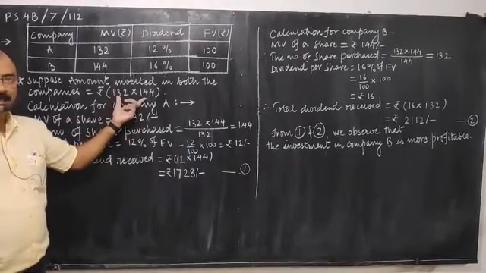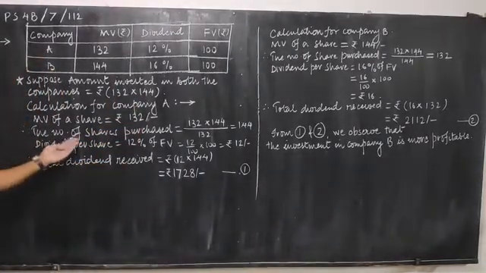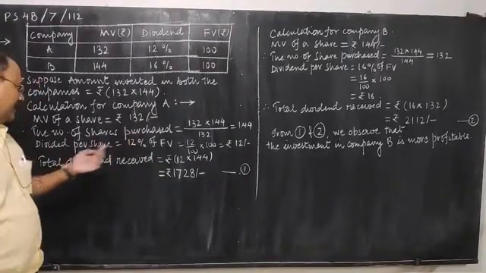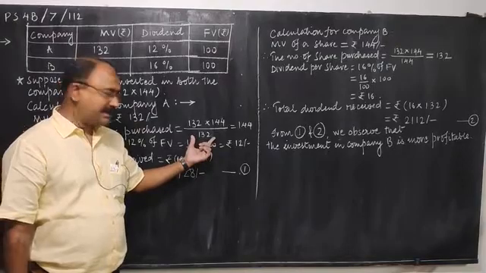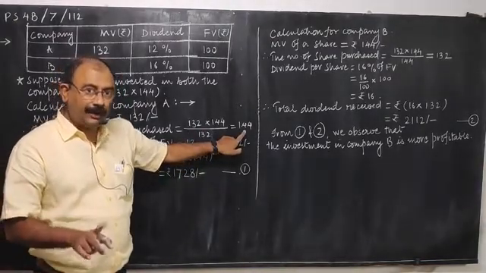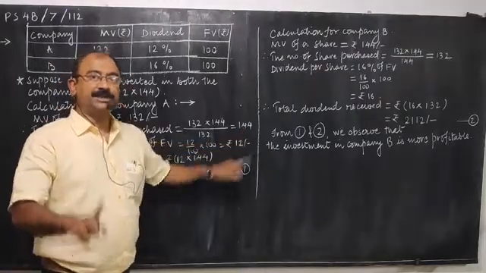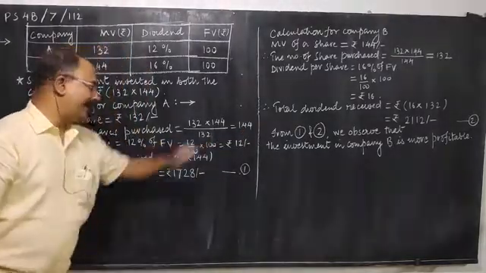Now so much money is invested and the cost of one share is this much, so how many shares are purchased? The number of shares purchased is equal to the total amount invested divided by the market value, that comes out to be 144. So the total number of shares purchased of company A is equal to 144.